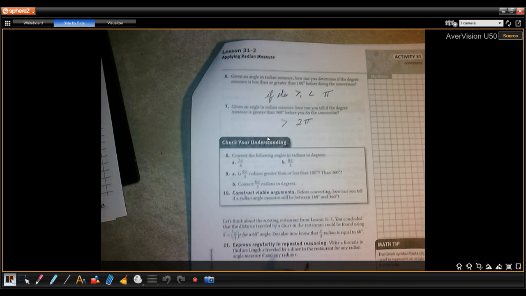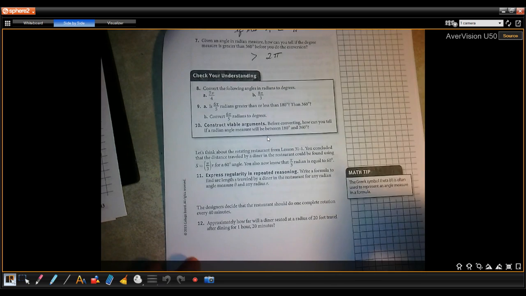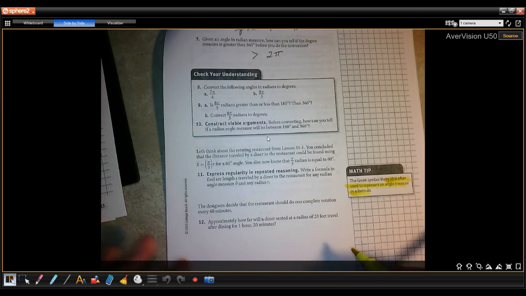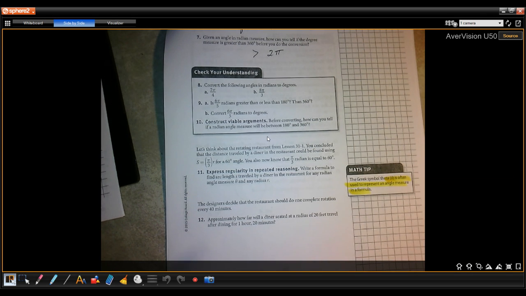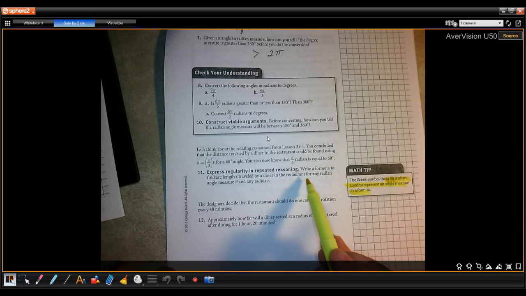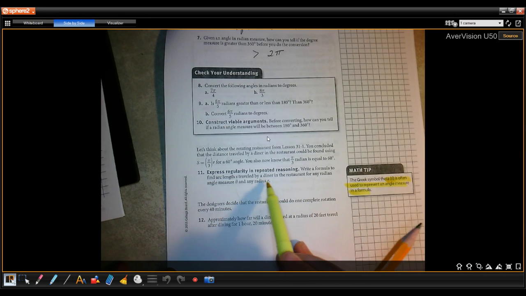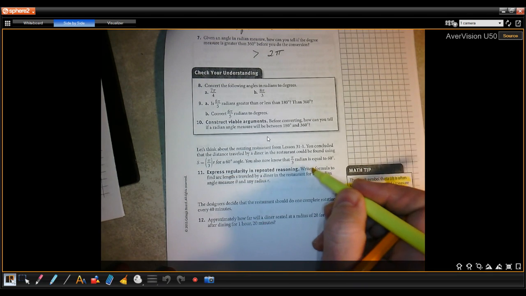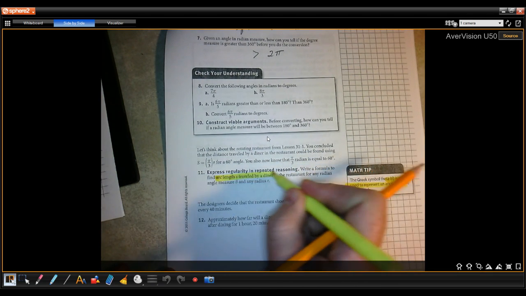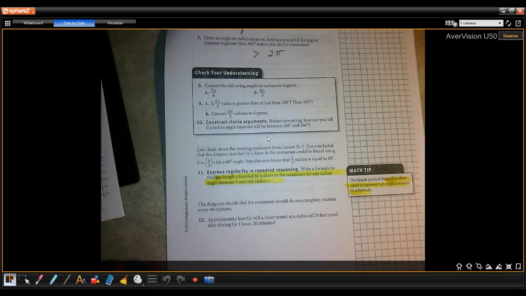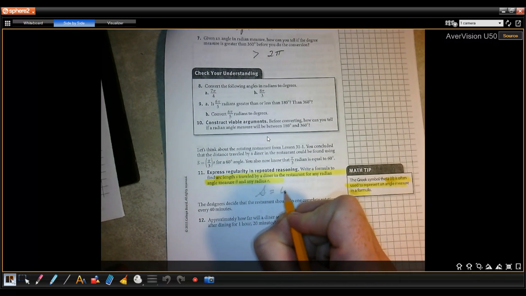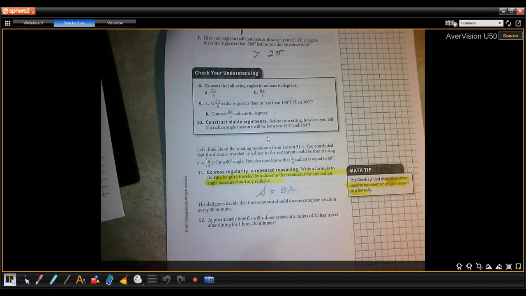Let's see, what else? The Greek symbol theta is often used to refer to an angle measure. We talked about that already in the intro of the lesson. And then it says, write a formula to find the arc length s traveled by a diner in the restaurant for any radian angle measure and any radius. So arc length s, measure theta. We just went over that at the beginning of the lesson. So I said s equals theta times r.